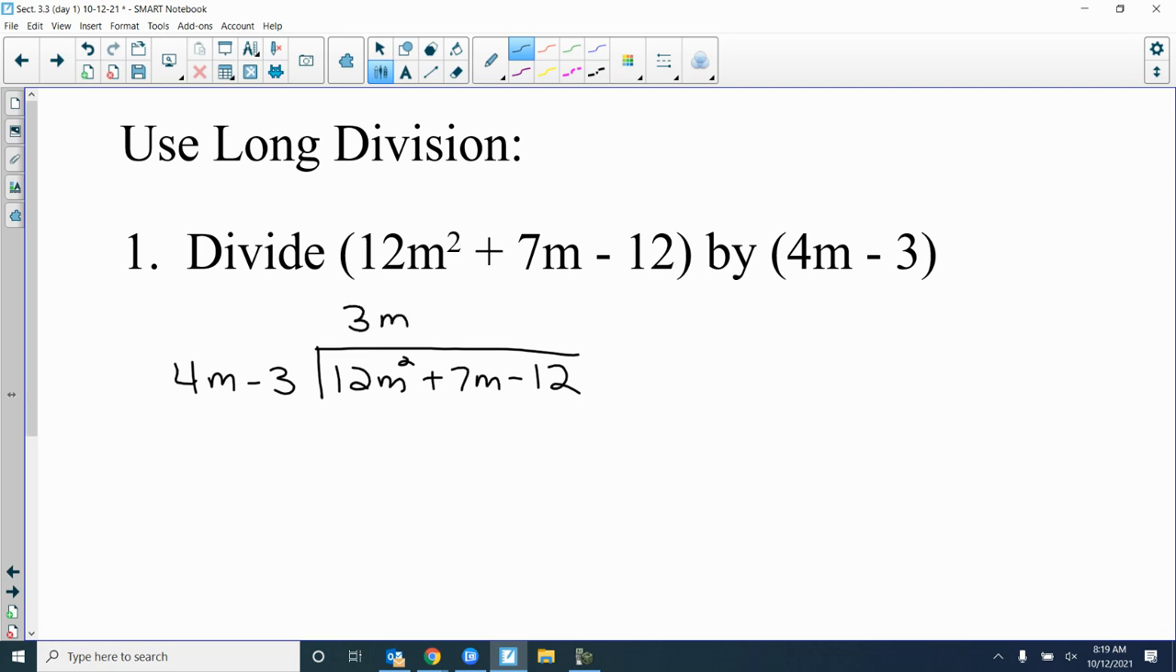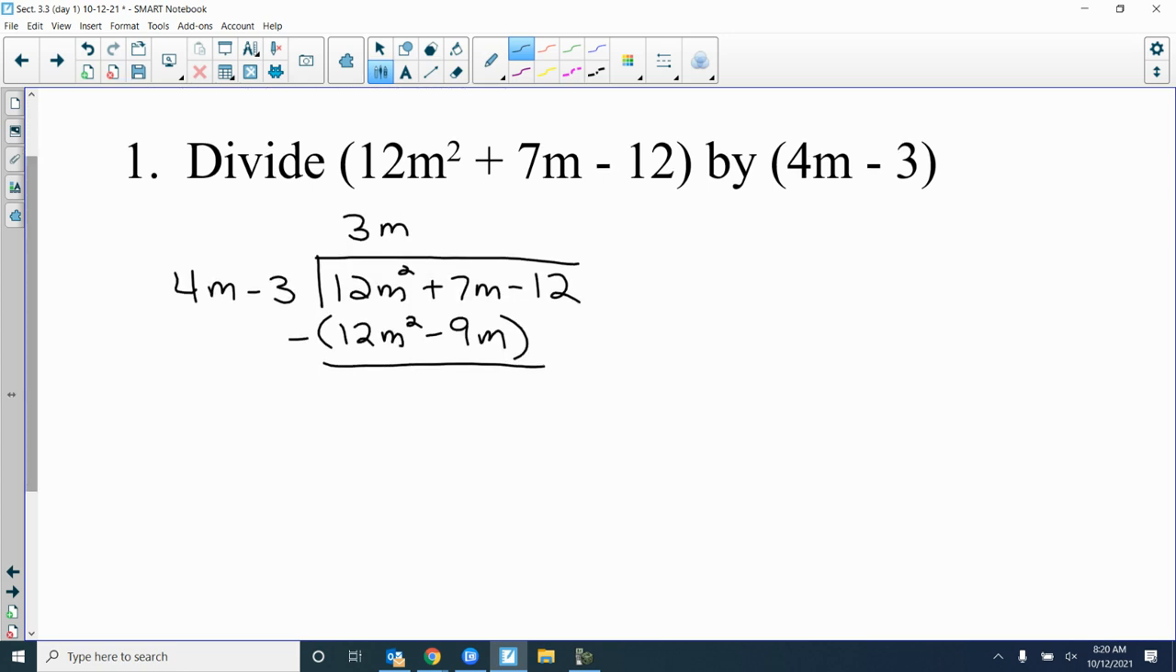So you take that and you multiply it by our divisor out in front. 3m times 4m is 12m squared, but then you got to take 3m times negative 3 is minus 9m. What do we always do after we multiply to get that answer down there? We subtract it, right? You got to subtract that whole thing, which means you got to put it in parentheses. So what do I actually get when I subtract? Now here's the whole point this works. 12m squared minus 12m squared, that should go away, gone. What's 7m minus negative 9m?